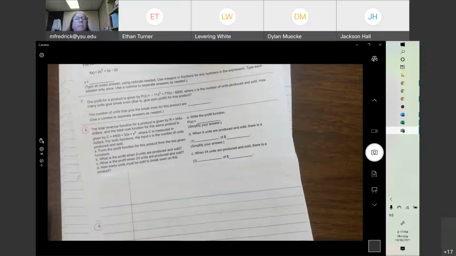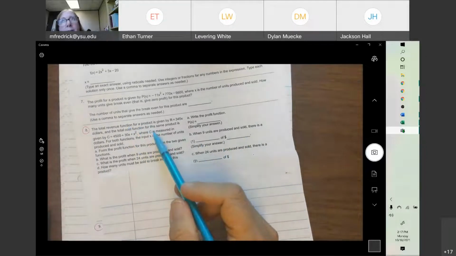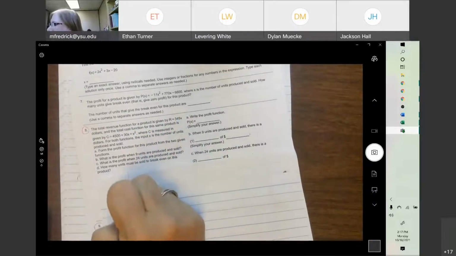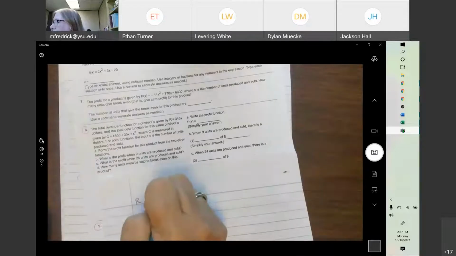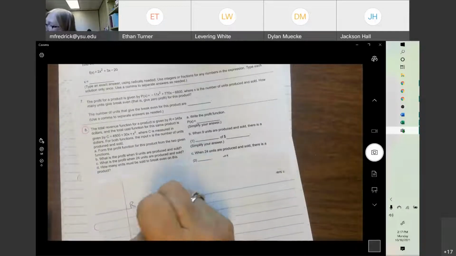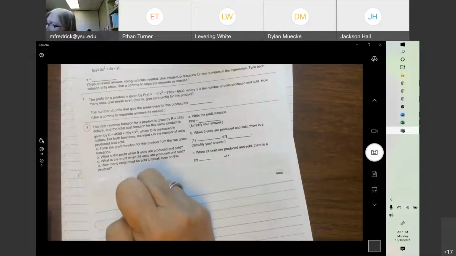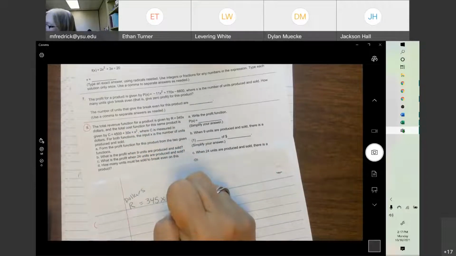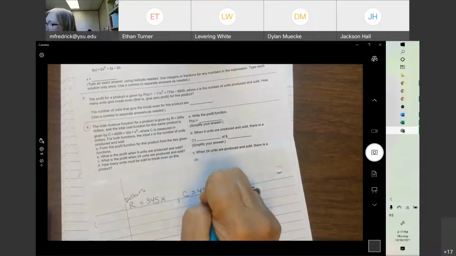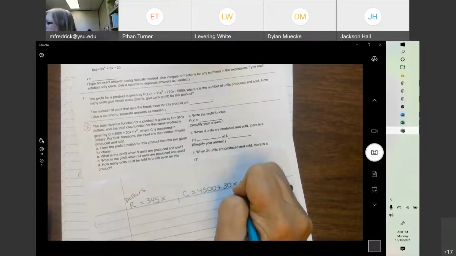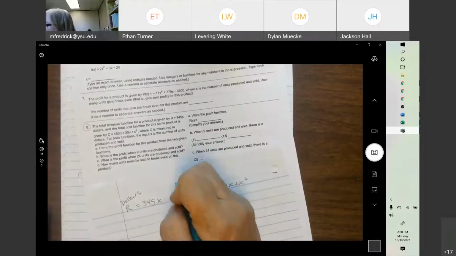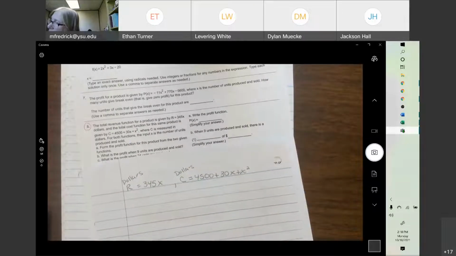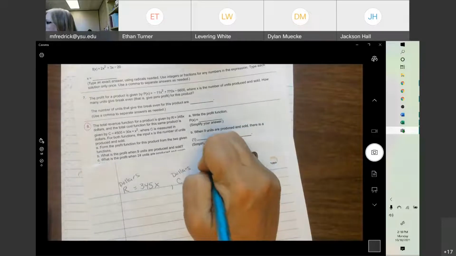For number 8, it says, the total revenue function, this is on the in-class one also. The total revenue function for a product is given by R equals 345X in dollars. And the total cost function for the same product, C equals 4,500 plus 30X plus X squared, also in dollars. The input X is the number of units produced and sold.